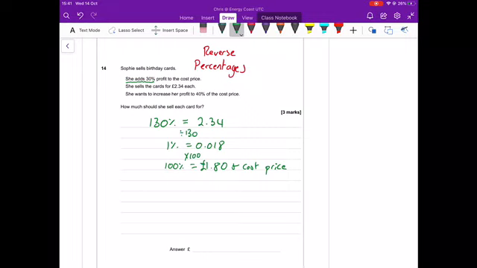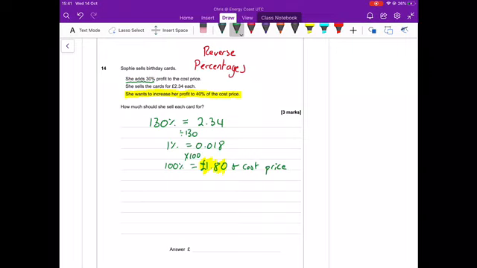Okay, right, let's finish off this question. She wants to increase her profit to 40% of the cost price. What I basically want to do is take this number here and add 40% to it, okay? So there's a million ways to do this. Work out 10% and keep adding them on if you want.